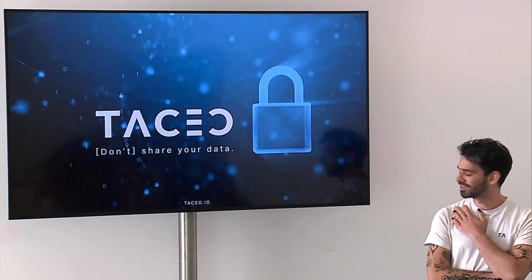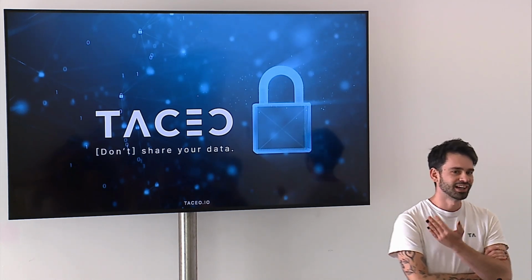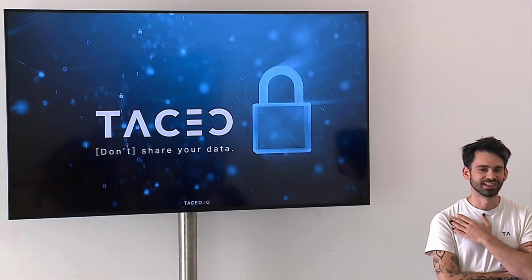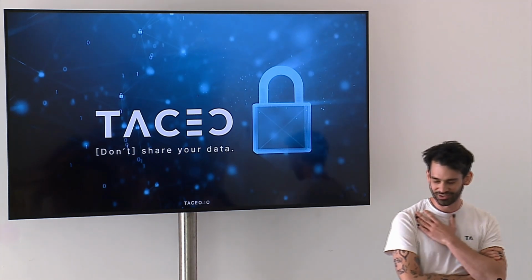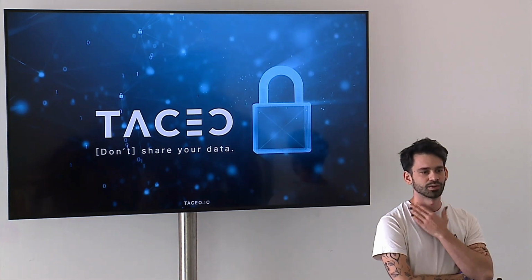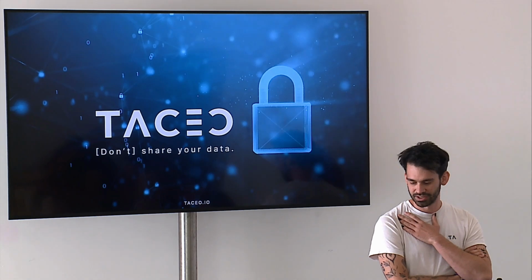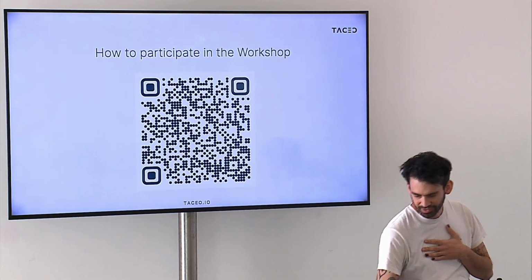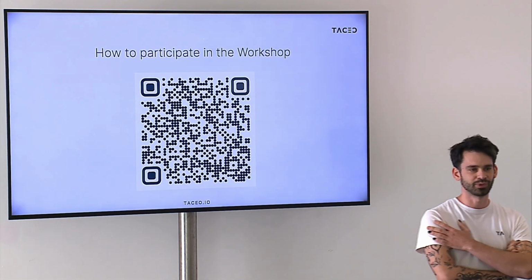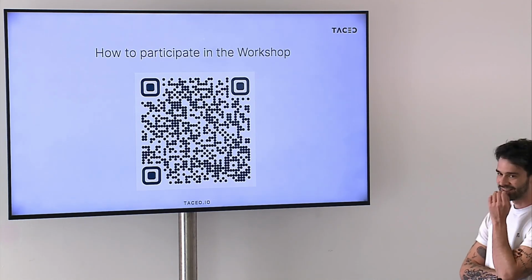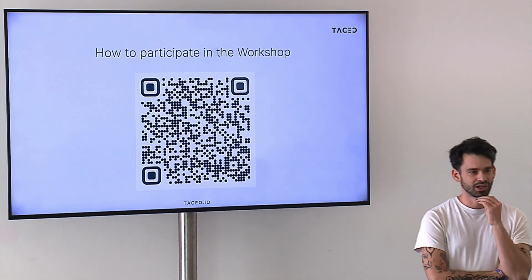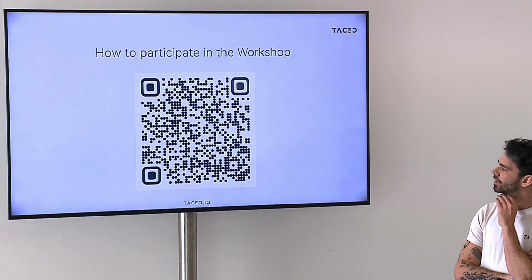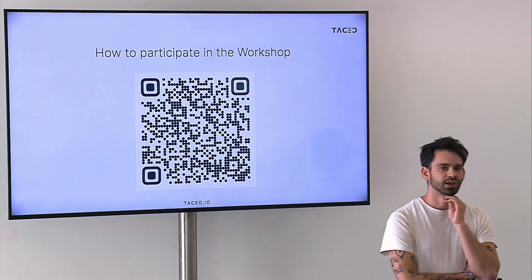I'm from TACEO, and at TACEO we like to talk a lot about MPC and collaborative-SNARKs, of course, also. And that's what we are going to do for the next hour. So to participate in the workshop, I prepared a GitHub repository. Scan the QR code if you want to participate with your laptop. I'll keep it there for 1 minute or so.